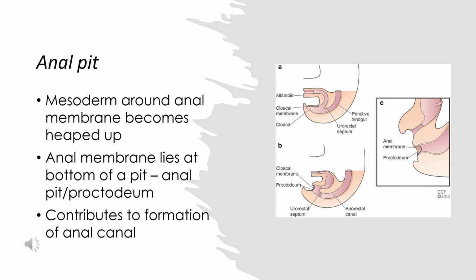So the mesoderm around the anal membrane becomes heaped up, with the result that the anal membrane comes to lie at the bottom of a pit called the anal pit or the proctodeum. And this anal pit or proctodeum later on contributes to the formation of the anal canal.